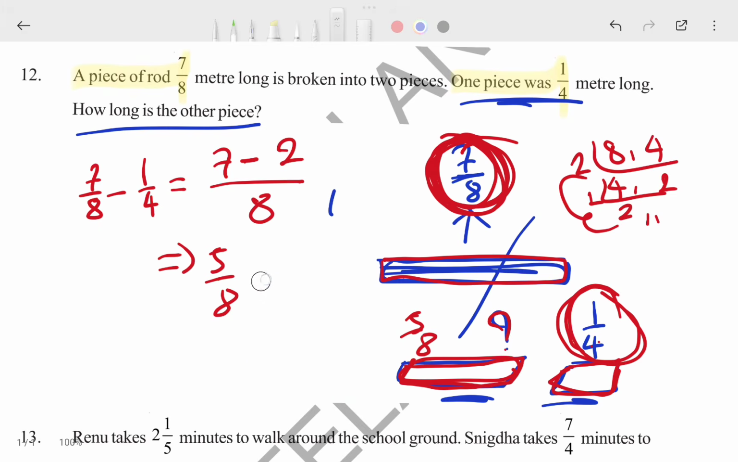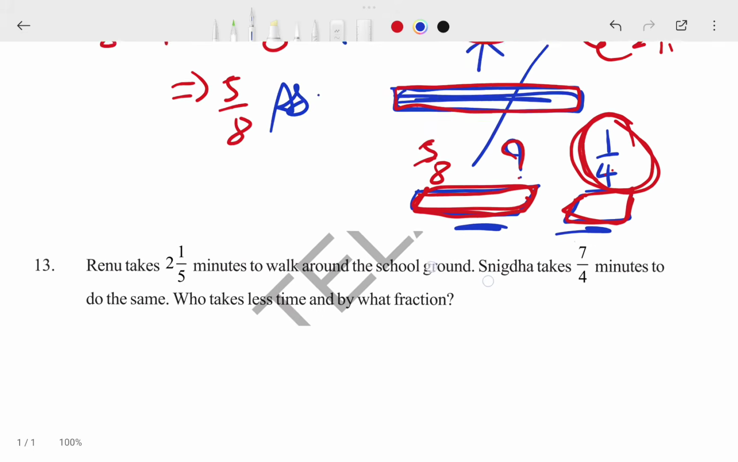Okay, understand? So this is the 12th answer now. 2 by 7 answer will come. Okay, so 5 by 8 will be clear. So the answer is clear. This is our general answer. Over. Now let's talk about the 13th question.